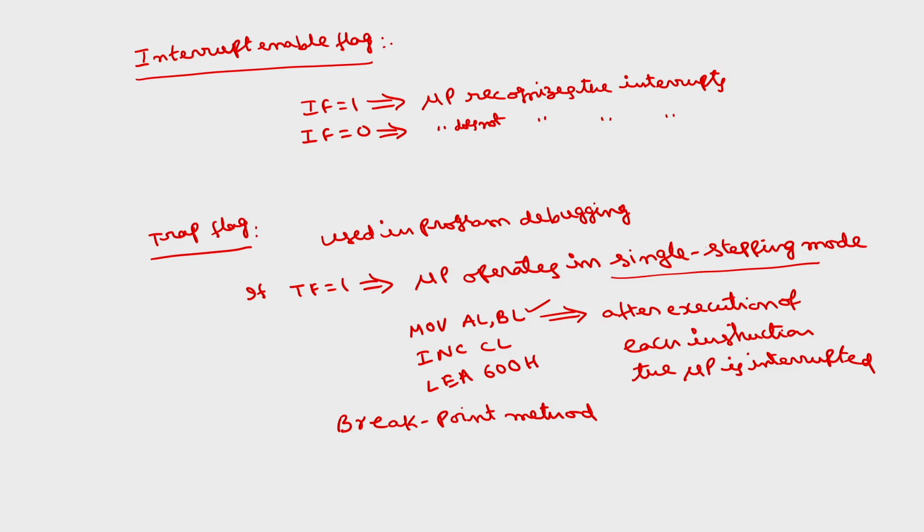So, in case the trap flag is set, the microprocessor operates in single stepping mode, otherwise it will execute the entire program once. For breakpoint also there will be some directives, using assembler directives you can set this breakpoint also. So, this is all about all the flags which are available in the 8086 microprocessor.